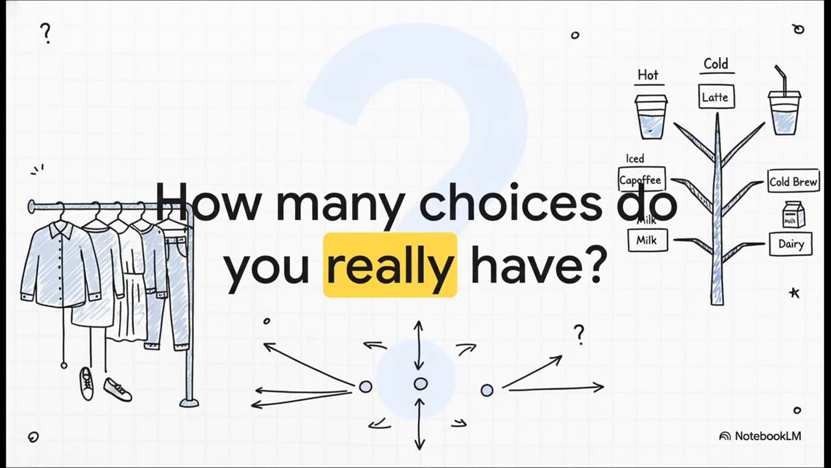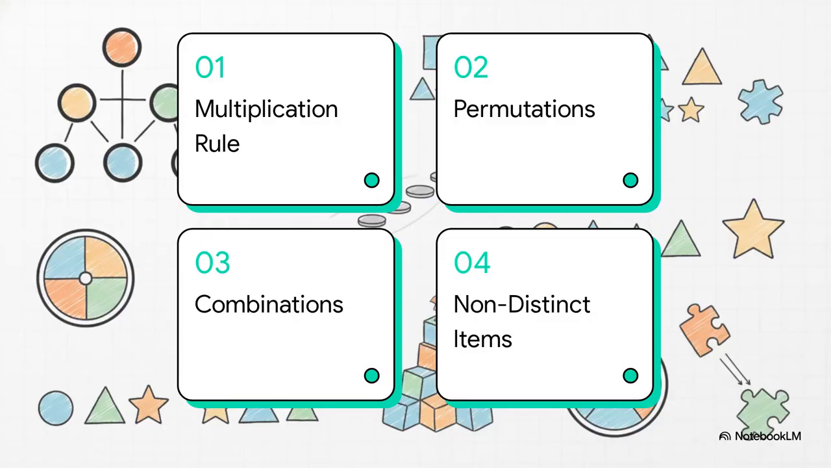It turns out there's a really cool and powerful way to calculate all those possibilities, and that's exactly what we're going to dive into. Okay, so here's the game plan. We're going to kick things off with the absolute foundation, the multiplication rule. Then we'll get into the two big ones, permutations and combinations. And we'll wrap up by tackling a trickier but super common situation: how to count when you have identical items.